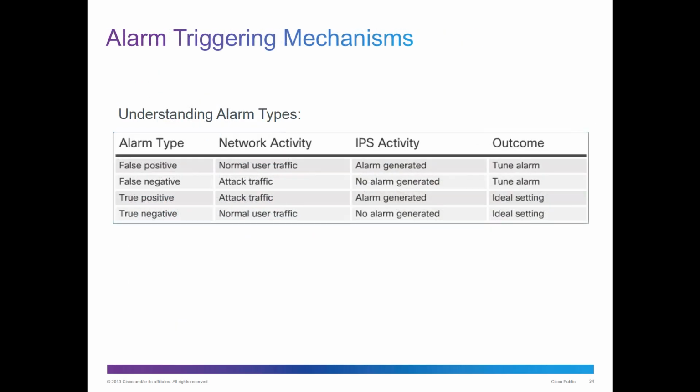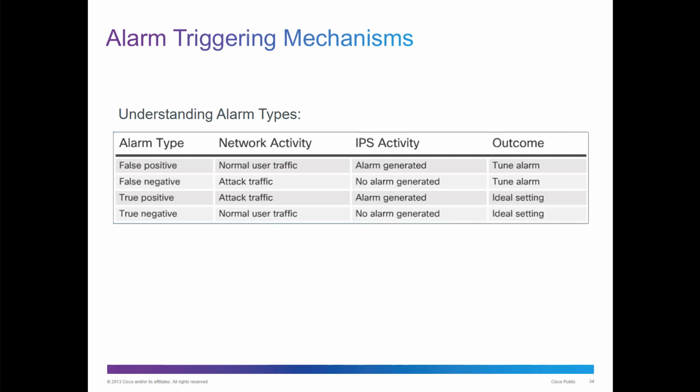Alarm trigger mechanisms. False positives, false negatives, true positives, true negatives. False positive, normal user traffic. False negative could be attack traffic. True positive is attack traffic. True negative is again that normal user traffic. But the issue then becomes, what happens?